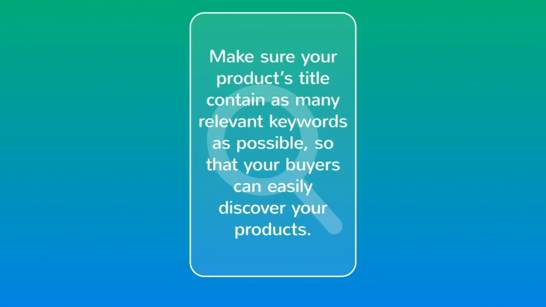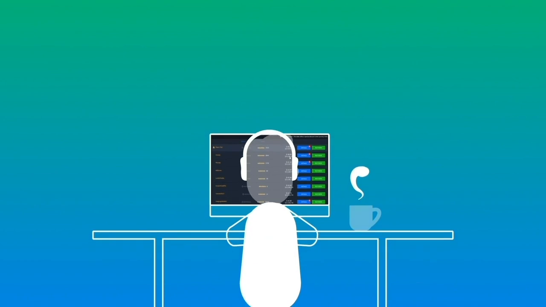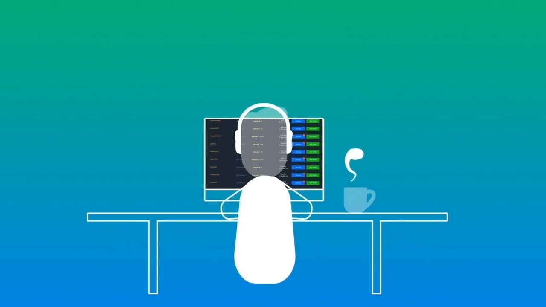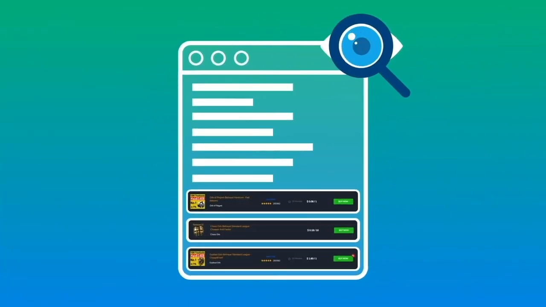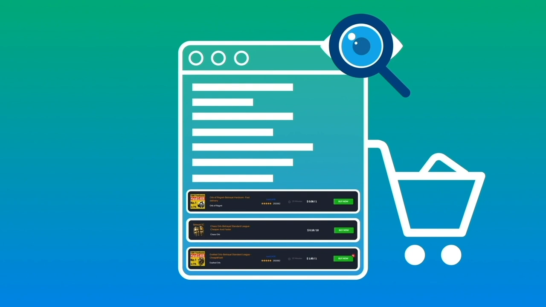First, make sure your product's title contains as many relevant keywords as possible so that your buyers can easily discover your products. For example, if you are selling an in-game item, you should include the full name of the item, any unique attributes, the game name, and more. The more SEO-friendly your offer title is, the more likely that your products will be discovered and purchased.